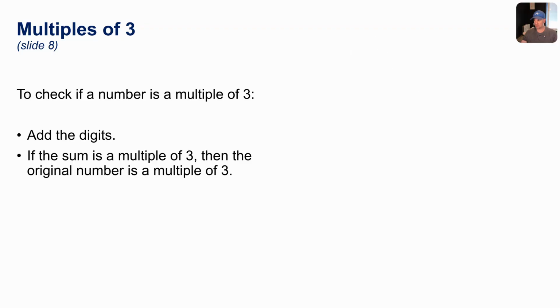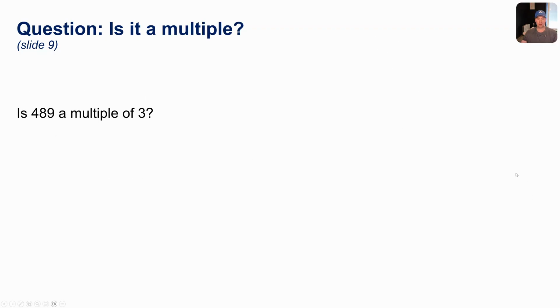So let's do a question. You can pause the video at this point to test this. So is 489 a multiple of 3 here? All right, so to test this out, what we can first do is add or sum each of the digits. So we can do 4 plus 8 plus 9. So 4 plus 8 plus 9 is equal to 21, right? 4 plus 8 is 12. 12 plus 9 is 21.